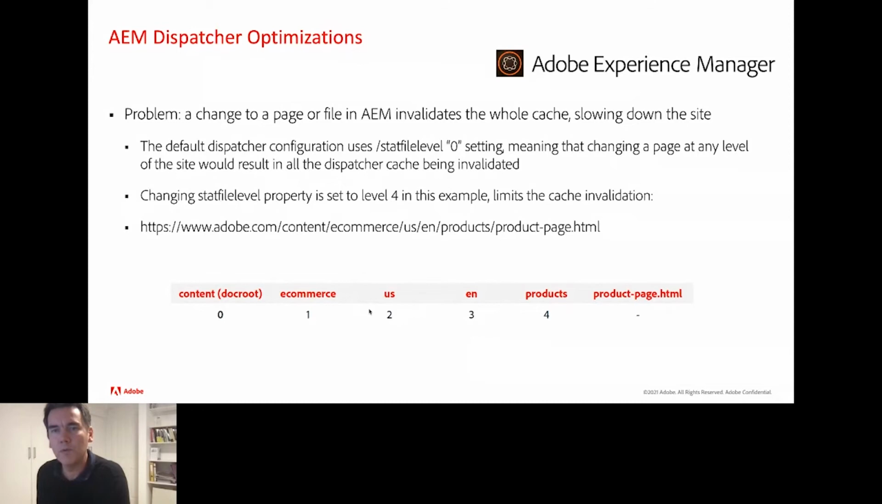However, if the stat file level property is set to level 4 and a change is made to the product page HTML, then only the stat file in the products directory for that specific website, country, or language would be touched.